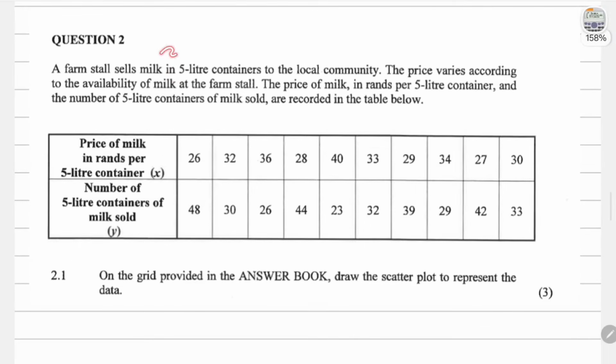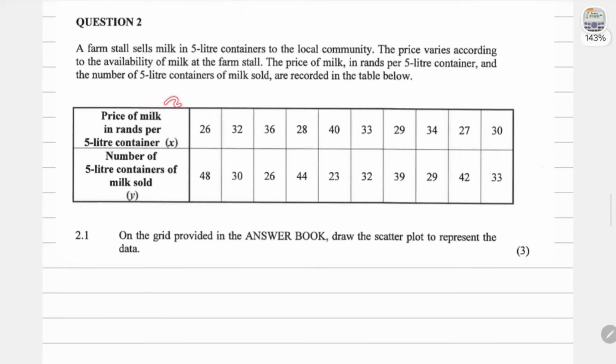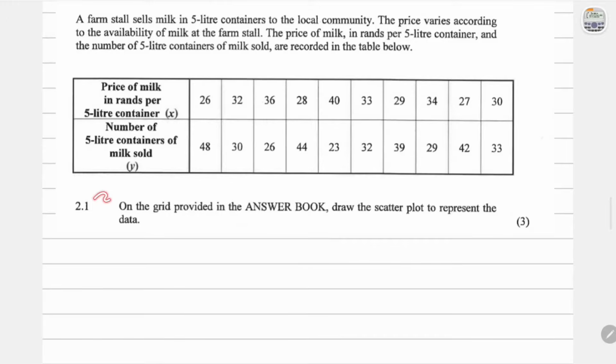Question 2 says, a farm stall sells milk in 5-liter containers to the local community. The price varies according to the availability of milk at the farm stall. The price of milk in rands per 5-liter container and the number of 5-liter containers of milk sold are recorded in the table below. Okay, so we have a bivariate data set, 2 variables that we need to consider. And question 2.1 says, on the grid provided in the answer book, draw the scatter plot to represent the data.